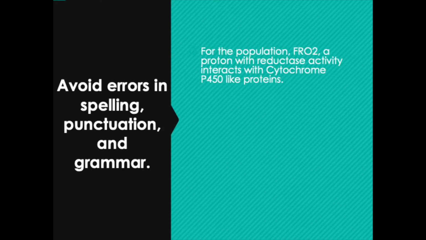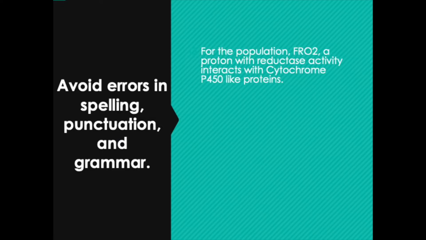The first phrase, "for the population": what population are they talking about? And what do they mean, for the population? And then it says Fro2 is a proton with reductase activity. If you know what a proton is, it doesn't make sense that a proton has reductase activity. And what kind of reductase activity? There are thousands of kinds of reductase activities. And what does it mean it interacts with cytochrome P450 like proteins? The way that reads is that it interacts with proteins that interact with cytochrome P450, but that doesn't really make sense either.